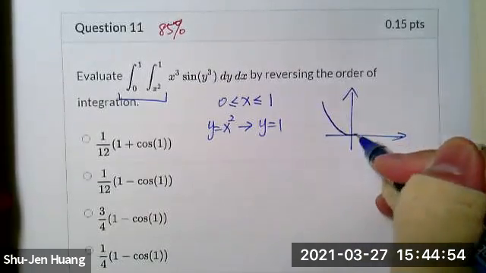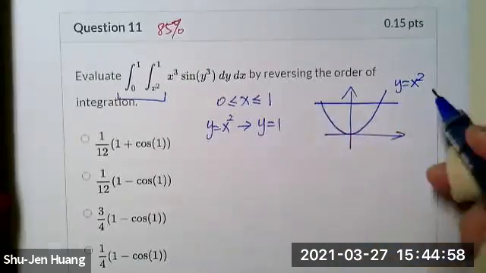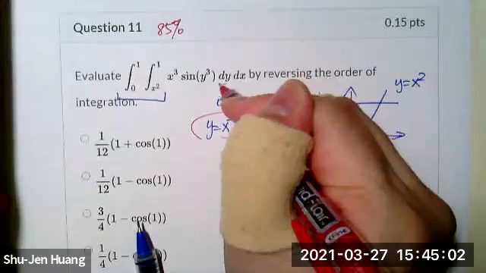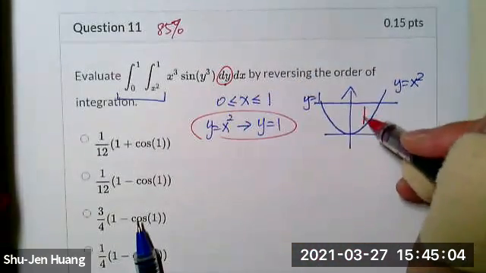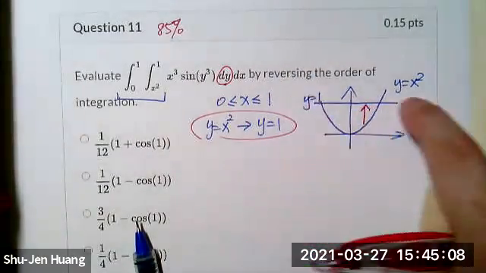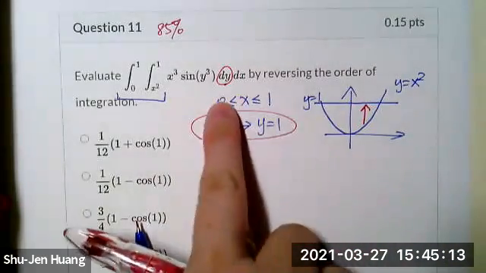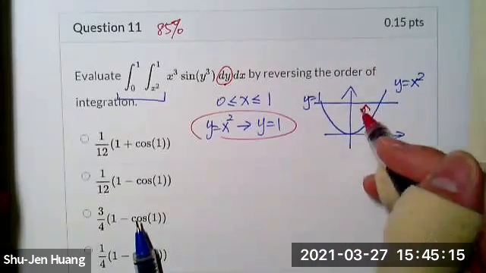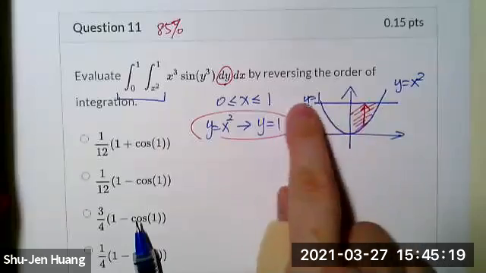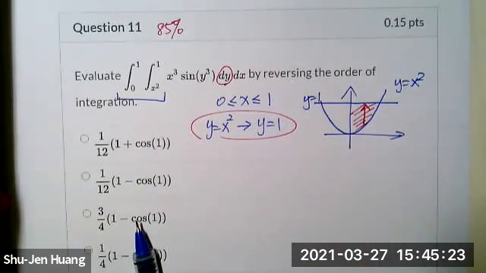This is y equals x squared, and this is y equals 1. In the y direction, we draw the line from the parabola until it touches the horizontal line. But x is from 0 to 1, so only the right side here, not the entire region enclosed by the line and the parabola. So this is the region.